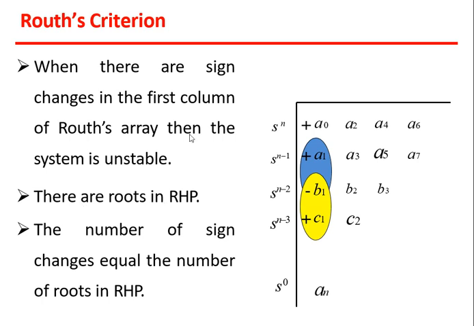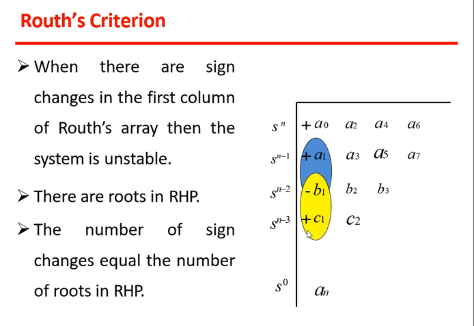So why is this happening? Because the roots will be in RHP, due to that it is happening. So that we can conclude about this: the number of sign changes equals the number of roots in RHP. If there are two sign changes, then there will be two roots in RHP. If there is only one sign change, there is only one root in RHP. So here you can easily observe there are two sign changes: the first one from positive to negative, and the second one from negative to positive.